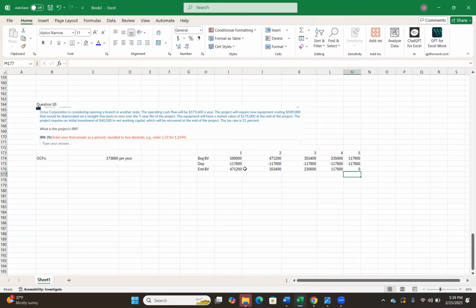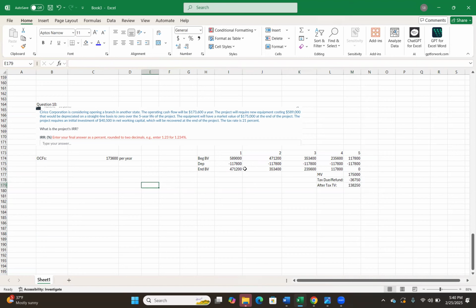Okay, equipment will have a market value of 175. So let me label this market value of 175 at the end of the project. So let's find the tax due / refund. It's going to be equals book value minus market value times the tax rate, which is 21%. And then the after tax terminal value is going to be equal to the sum of the market value and the tax due. In this case, it's negative, so it's due.